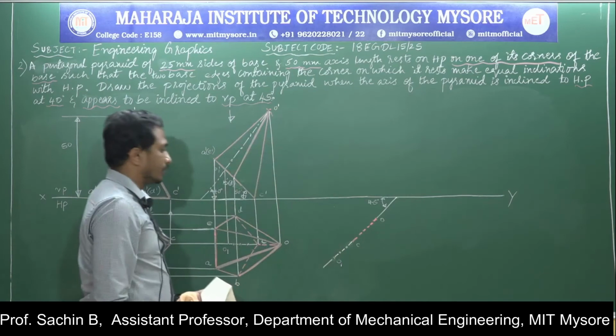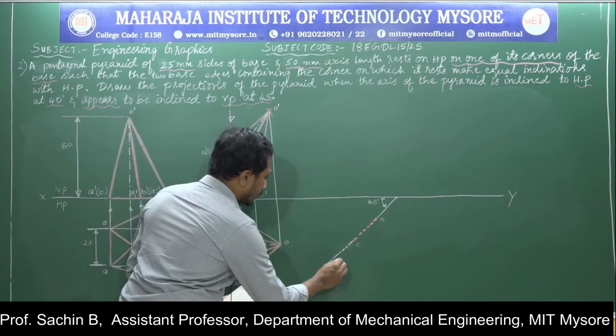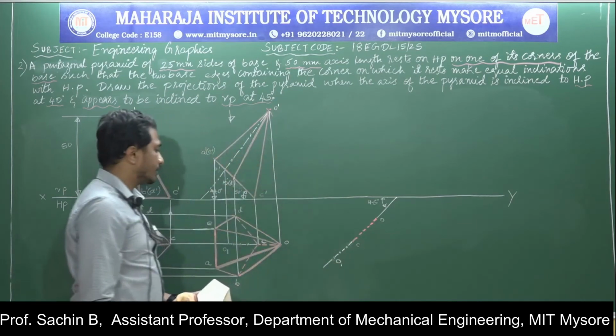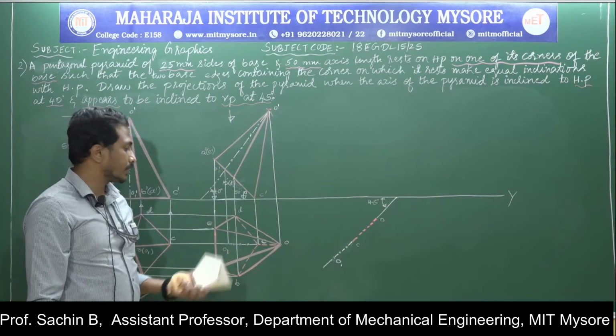This is my O1 point. Now with the help of this, I will go for drawing the remaining corners and the edges that are clearly available in the second position.